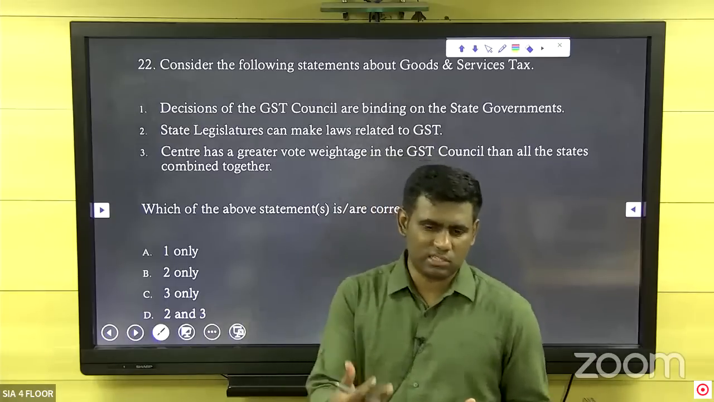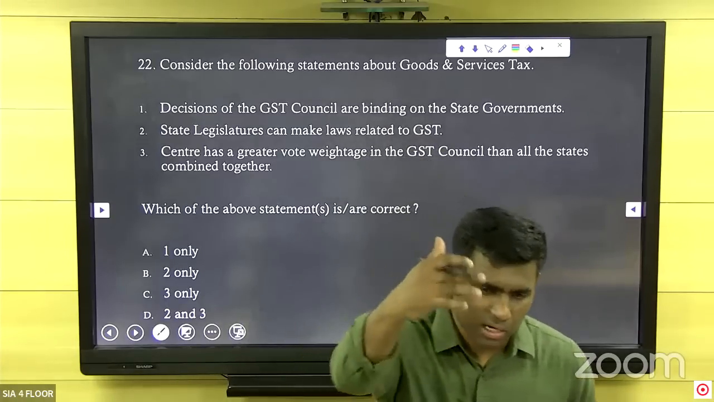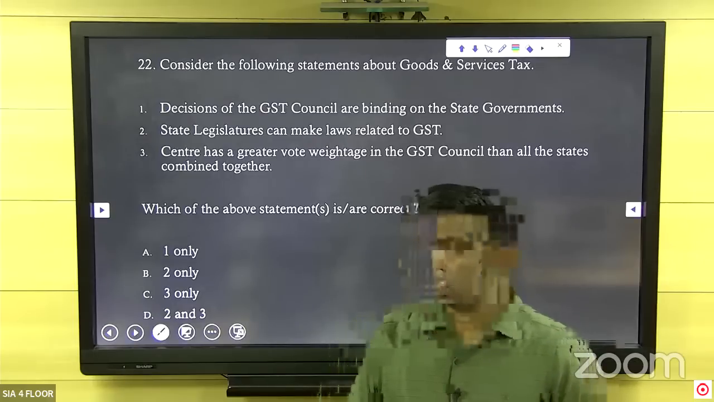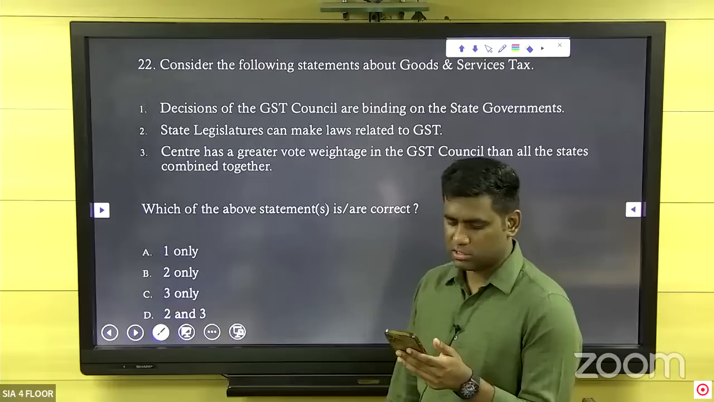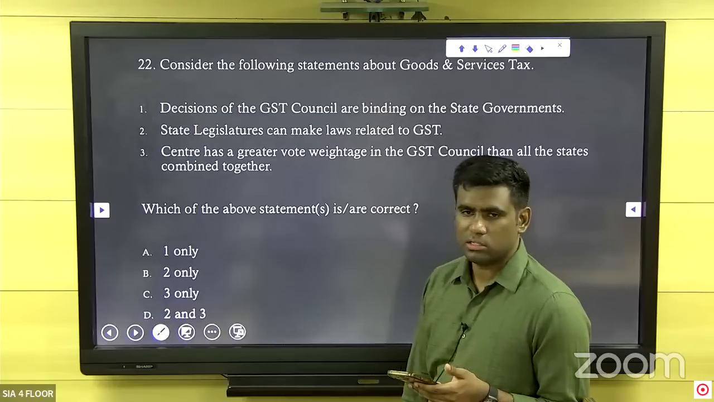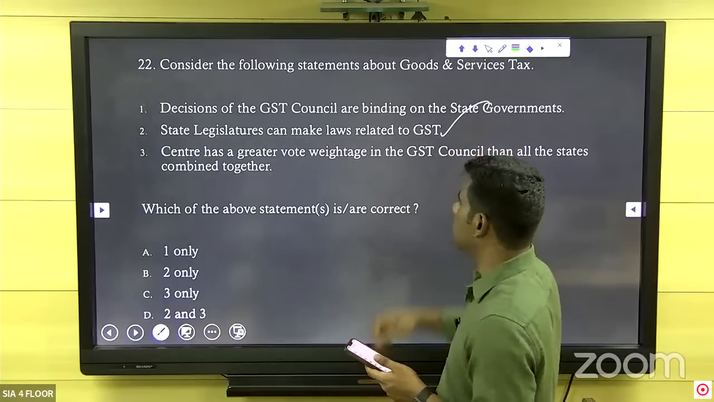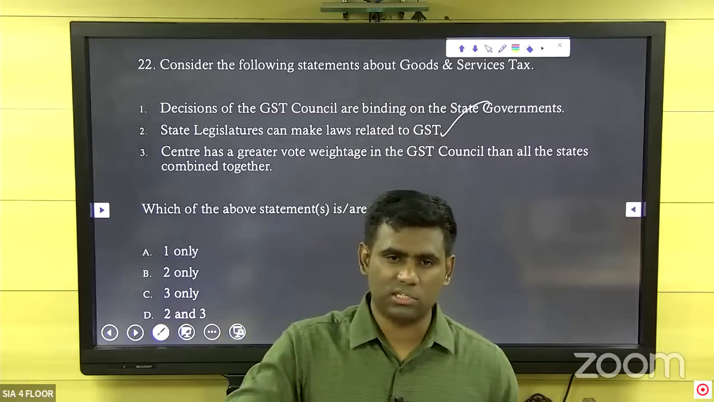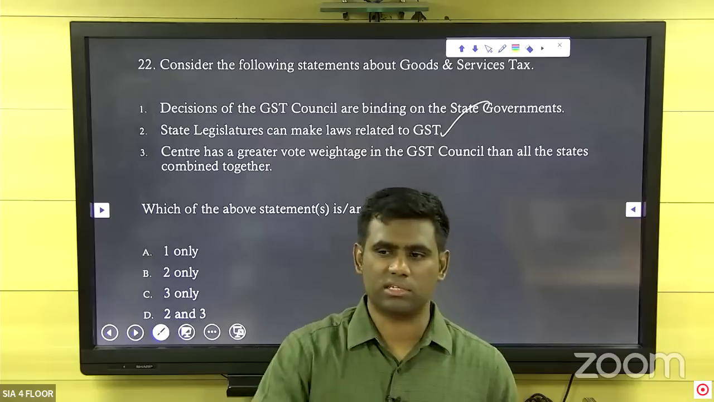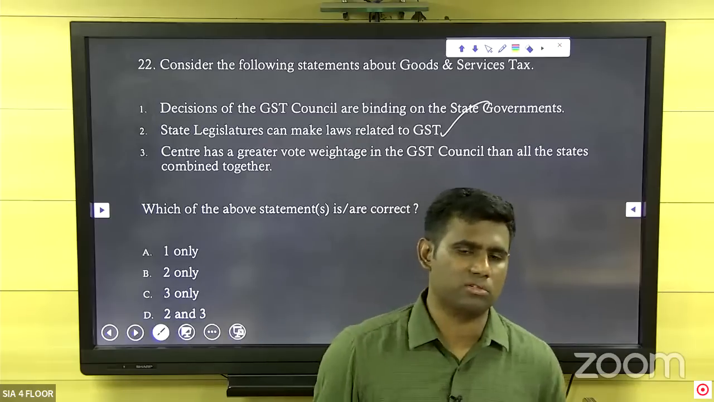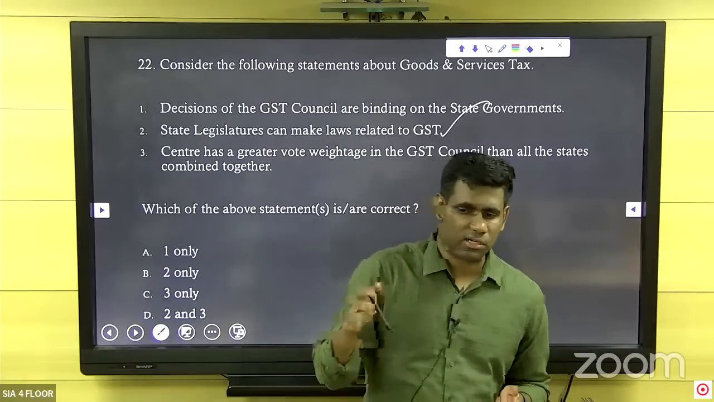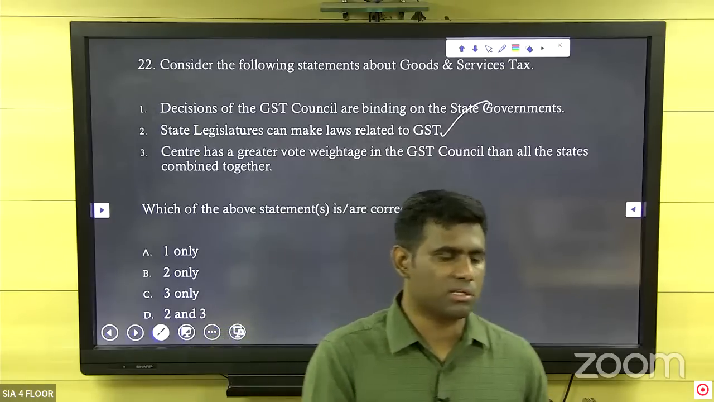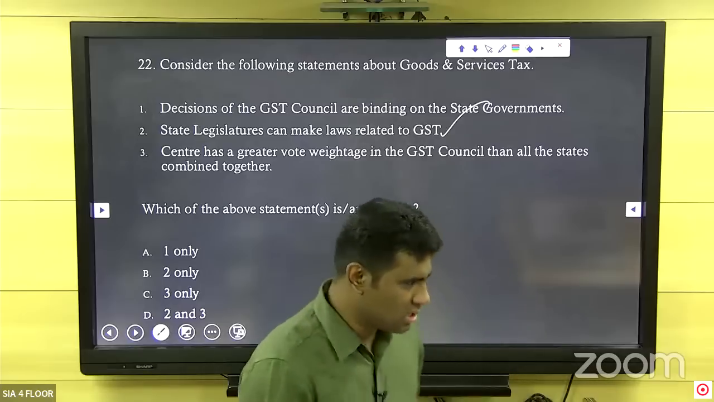GST Council is simply an advisory body. It can only advise the Parliament as well as the states on how to make laws. Okay, can state governments make laws related to GST? Can they do that? Yes, they can. Except for GST on interstate trade and commerce, for commerce happening within that particular state itself, state legislatures can also make laws. It is a power given under Article 246A of the Constitution, where both Parliament and state legislatures can make laws regarding GST.